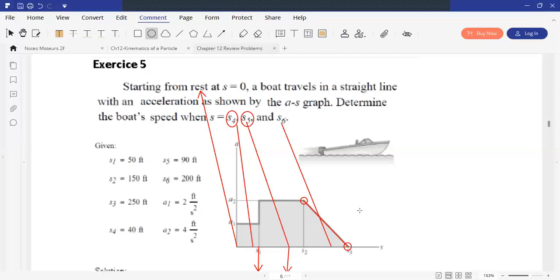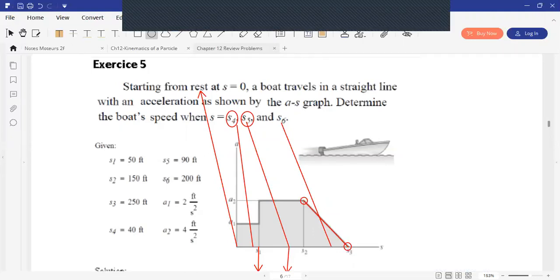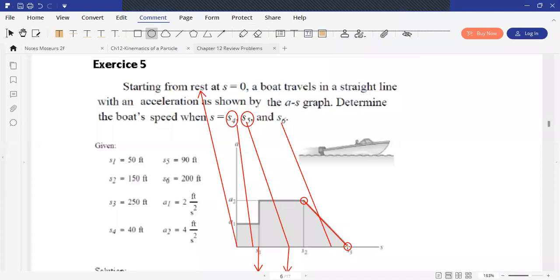So now, to find the equation of this line, I have 2 points. The coordinates of this point are S2, A2, and the coordinates of this point are S3, 0. Once I have the coordinates of 2 points, I can find the equation of my line. So I get a function of S. Okay. So now I can say that A ds equals V dv.